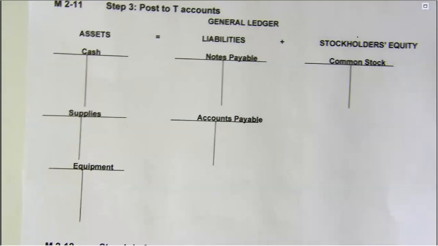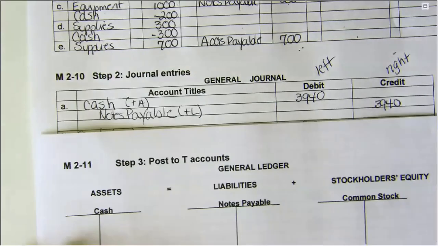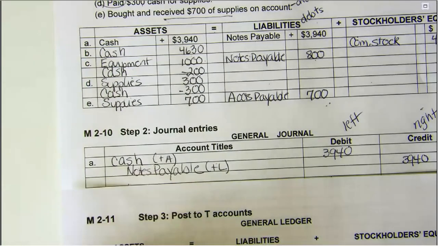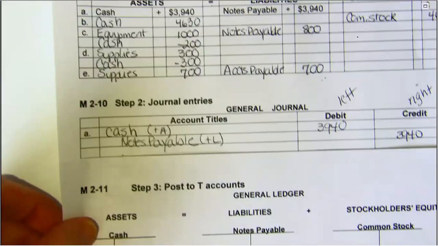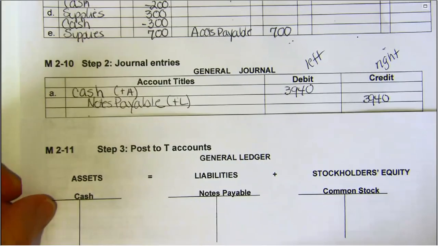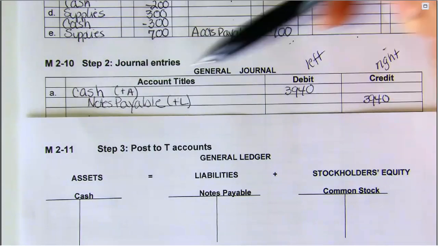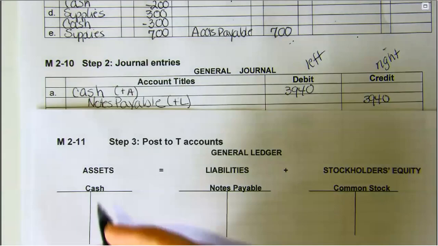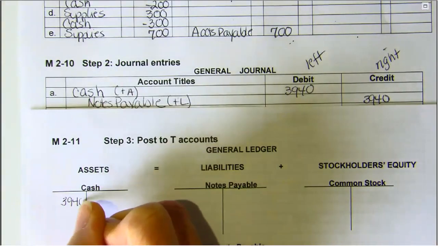Okay, so now let's do our posting. Let's see, I think we'll finish it in 5 to 7 minutes. So we're going to go to our first journal entry, and this is actually the easiest thing you'll probably learn this semester. We're going to follow the directions of the journal. The journal says, go to the cash T account and put $3,940 on the left side. Go to cash and put $3,940 on the left side.